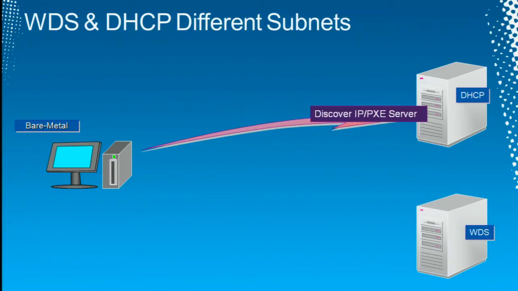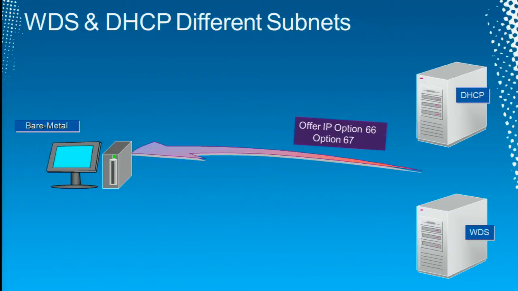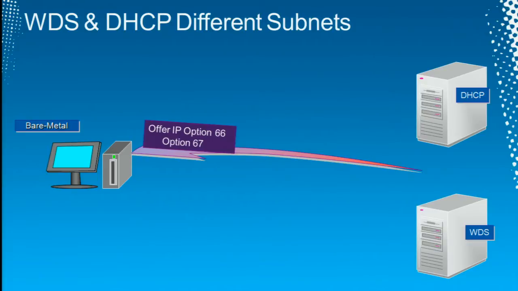But when you're on different subnets, remember this is all broadcast traffic. And of course, we don't allow for broadcast traffic to be traversed across routers, switches. It's the whole purpose mainly of putting those in. So our bare metal machine boots up. He sends out a discover packet to the DHCP server. And then the DHCP server gives him an IP address and also has option number 66 and 67 set. Option 66 tells it the name of the WDS server. Option 67 tells the client the name of the file it's supposed to boot. And that would be the PXE boot program.